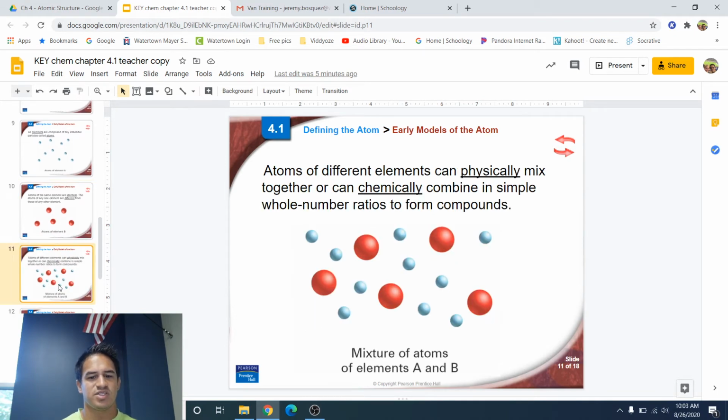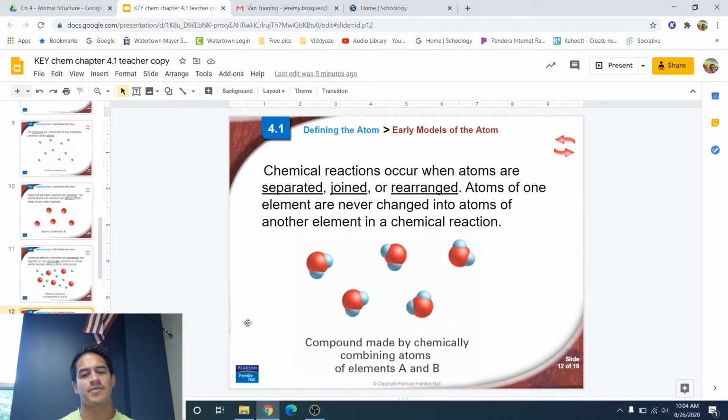The third part of his atomic theory was that atoms of different elements can physically mix together, or they can chemically combine in whole number ratios to form compounds. Physically mixing means you take them and mix them together like in a bowl of cereal, and they mix together but they're not connected. So you could separate them apart if you could somehow see them and pull them apart. And that we know is true.